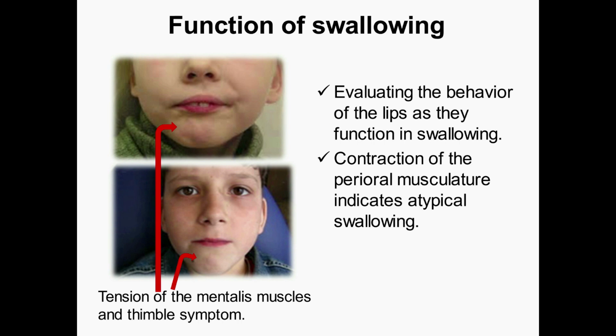The orthodontist must evaluate the behavior of the lips and tongue as they function in swallowing. Contraction of the perioral musculature indicates atypical or infantile swallowing. In this case, the tip of the tongue pushes against the inner surface of the lips, with tension of the mental muscles and labial symptoms.